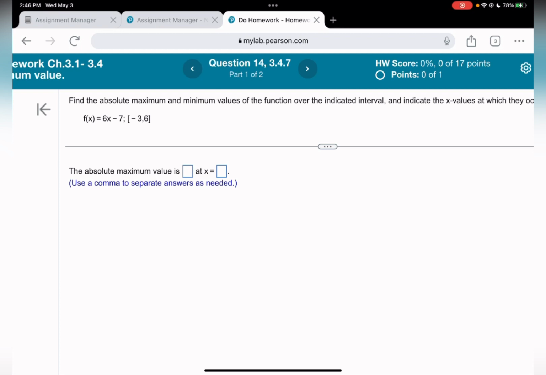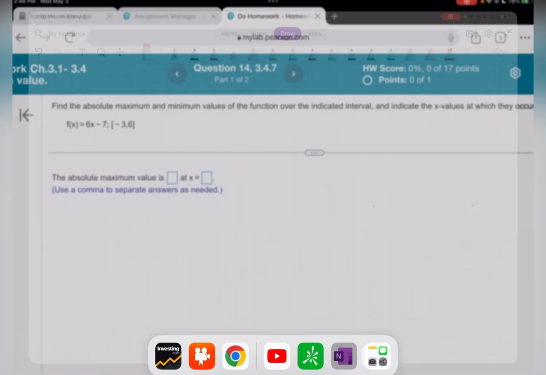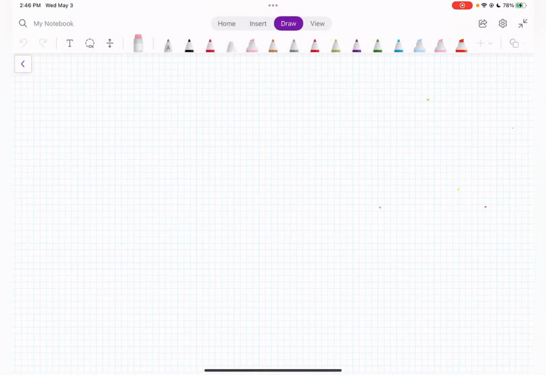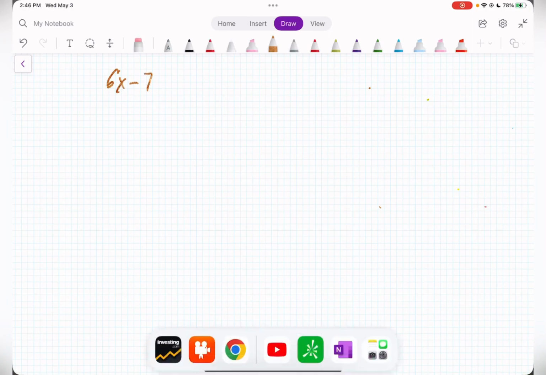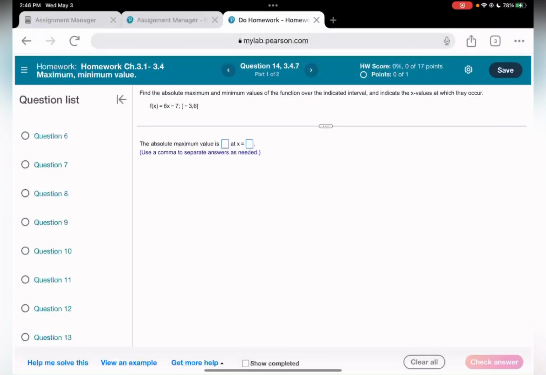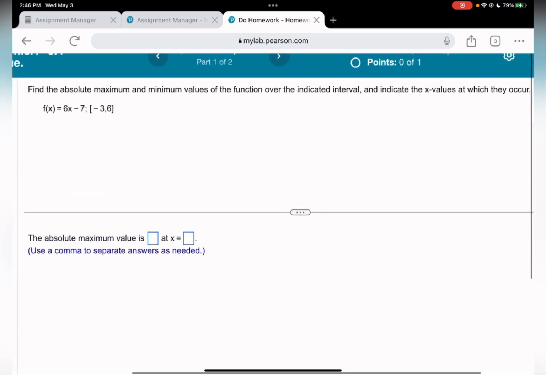Okay, question number 14. Find the absolute maximum and minimum over the indicated interval. All right, so what do we have? 6x minus 7. Oh, this is too thin. Let me make it thicker. There we go. And it's going to be on the interval -3 and 6.